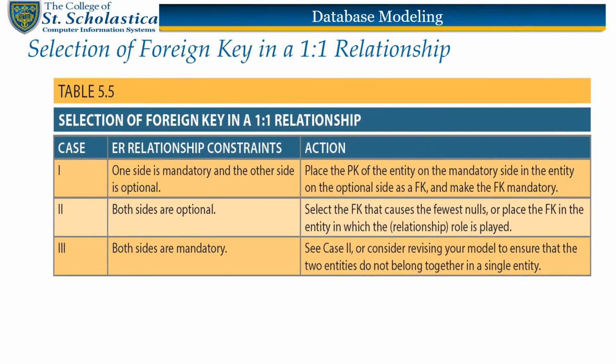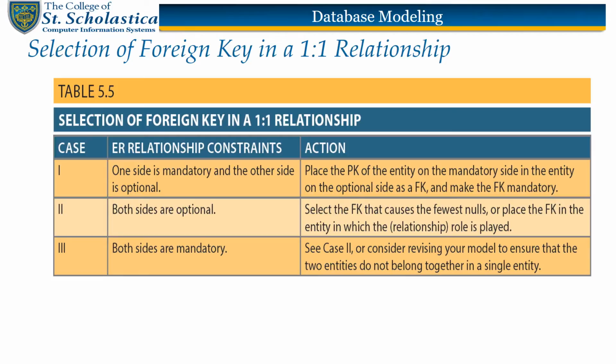The answers are found here in Table 5.5, which shows the rationale for selecting the foreign key in a one-to-one relationship based on the relational properties in the ERD. In the first case, one side is mandatory and the other side is optional. The action taken here is to place the PK of the entity on the mandatory side in the entity on the optional side as a FK, and make the FK mandatory.